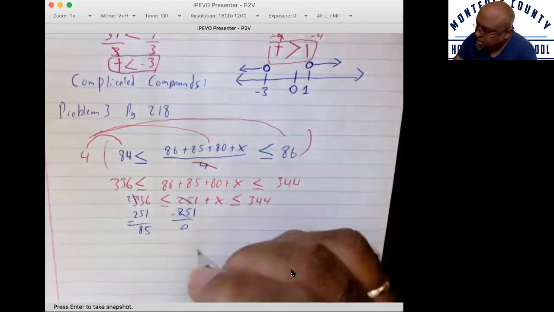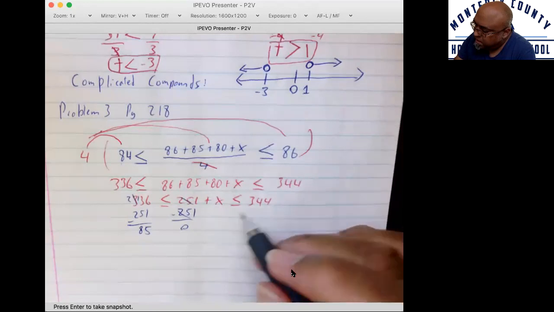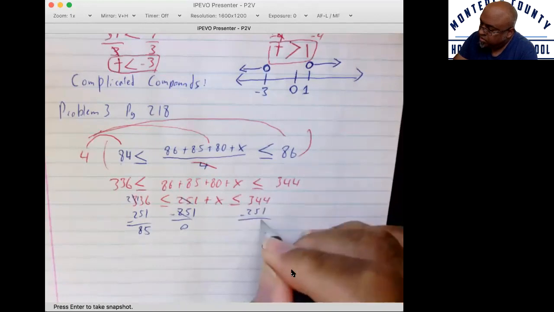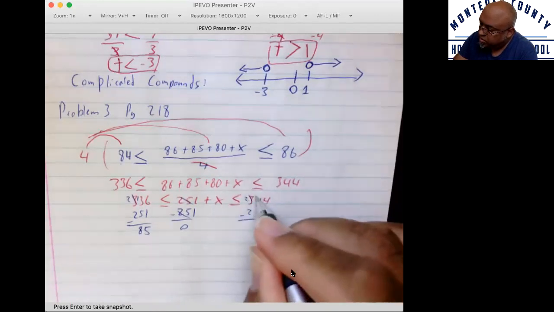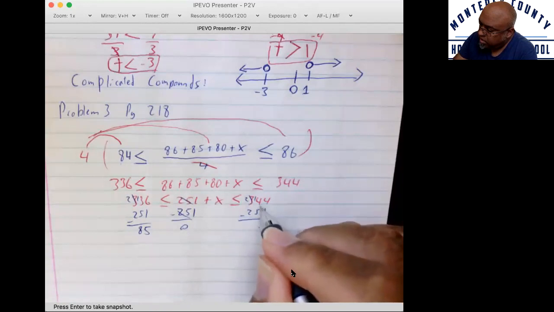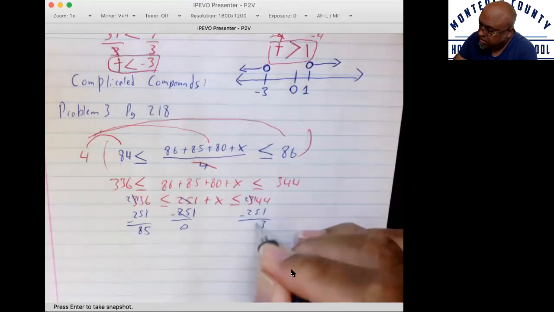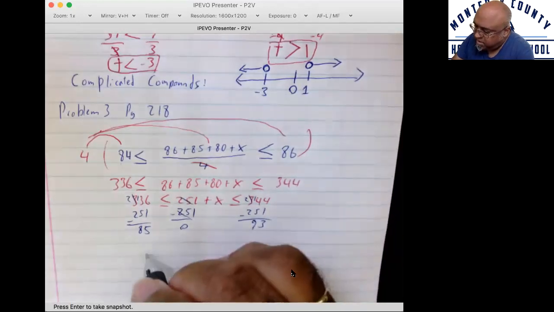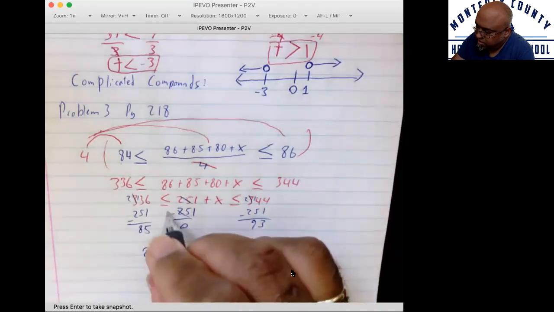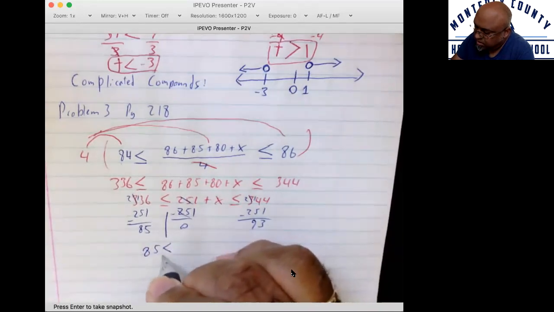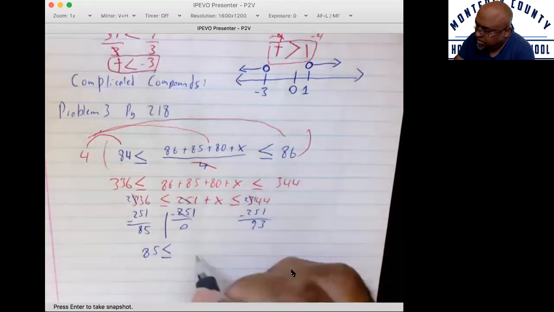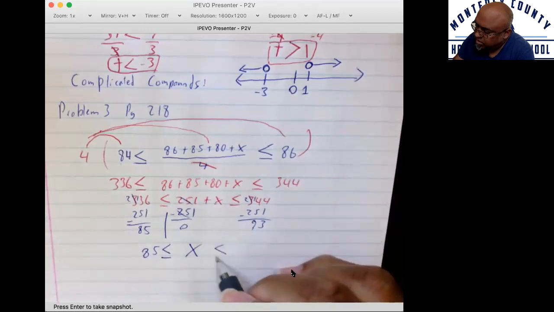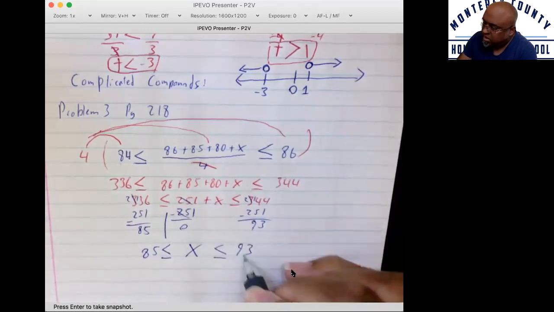Now let's do this side. Minus 251. 4 minus 1 is 3. Cross out 3, make it 2, put a 1. 14 minus 5 is 9. So now let's write down what I have left. I have 85, bring down my inequality, is less than or equal to, the only thing that's left there is x, which is less than or equal to 93.